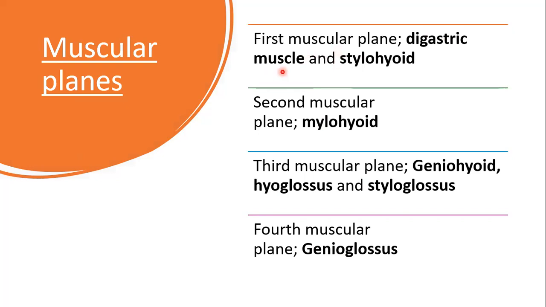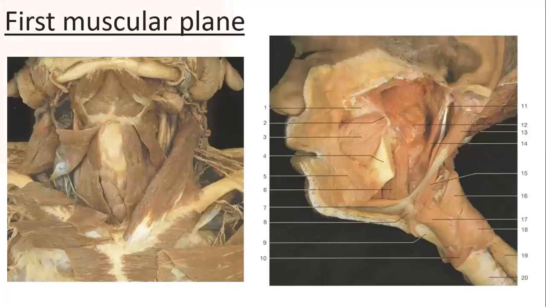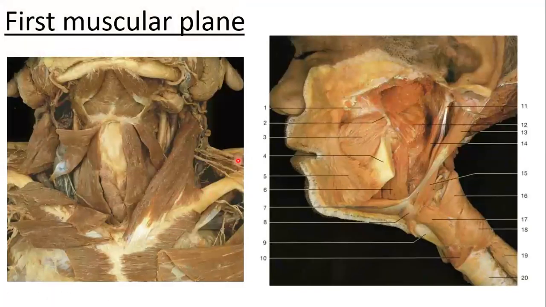So you need to know these muscular planes. Ideally, these muscles are suprahyoid muscles. All these muscles are above the hyoid bone. Okay, so these are suprahyoid muscles, and you can see they are in four planes: first, second, third, and fourth. So the first one is the most superficial, and the fourth one is the deepest. Okay, so let's start with this first muscular plane. For the first muscular plane, I said it is the digastric.